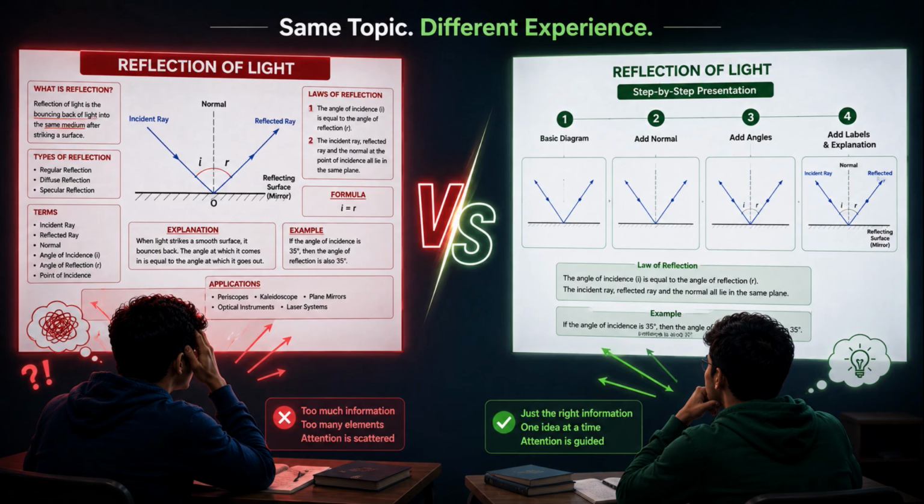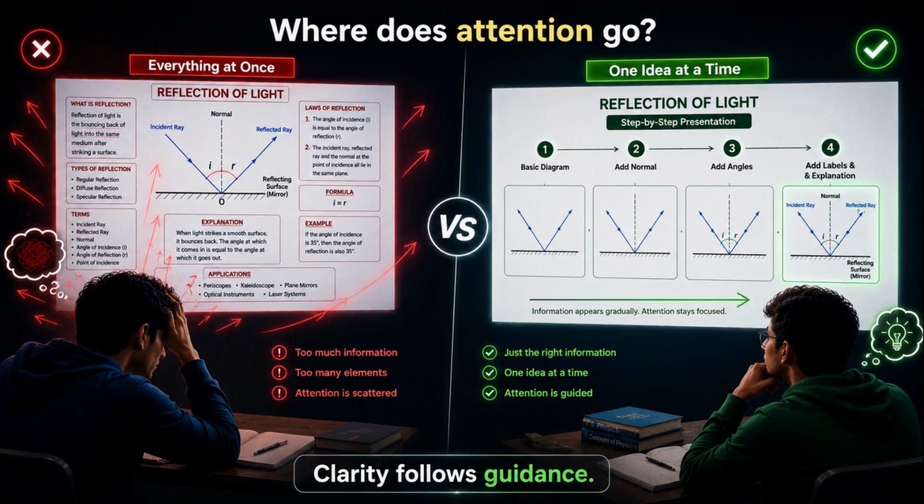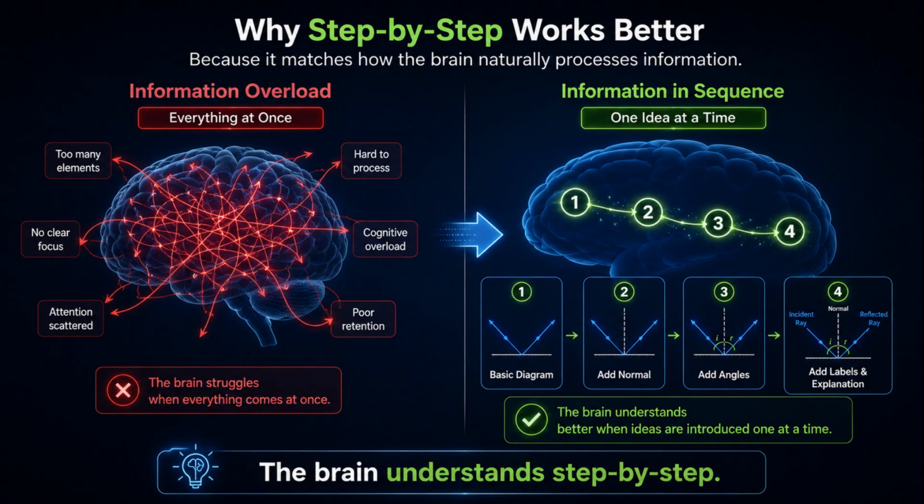Now let us compare both approaches side by side. On the left side, everything appears together immediately. On the right side, information appears gradually in a sequence. Now ask yourself honestly, which one is easier to follow? Obviously, the second one, because the second method respects how the human brain processes information.